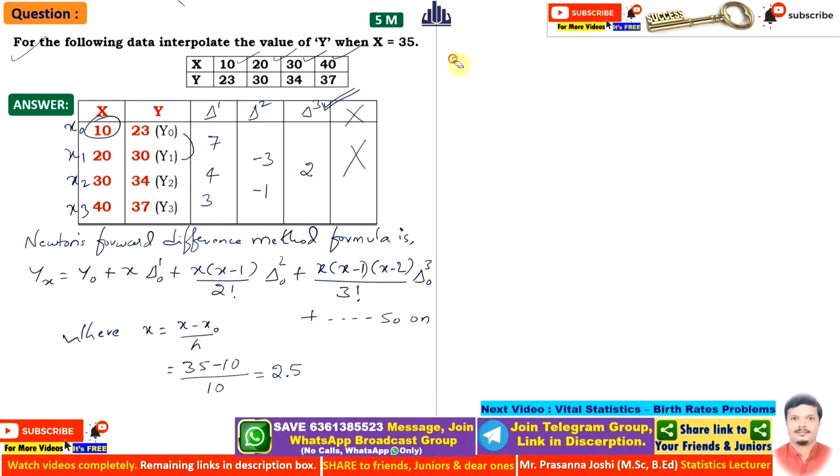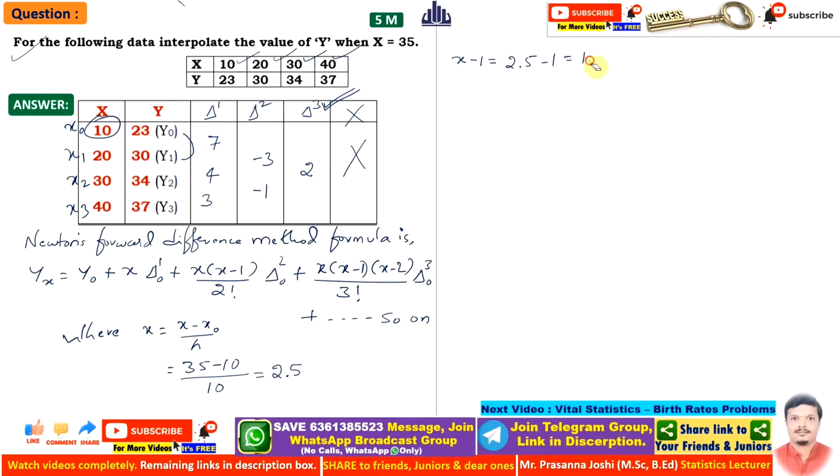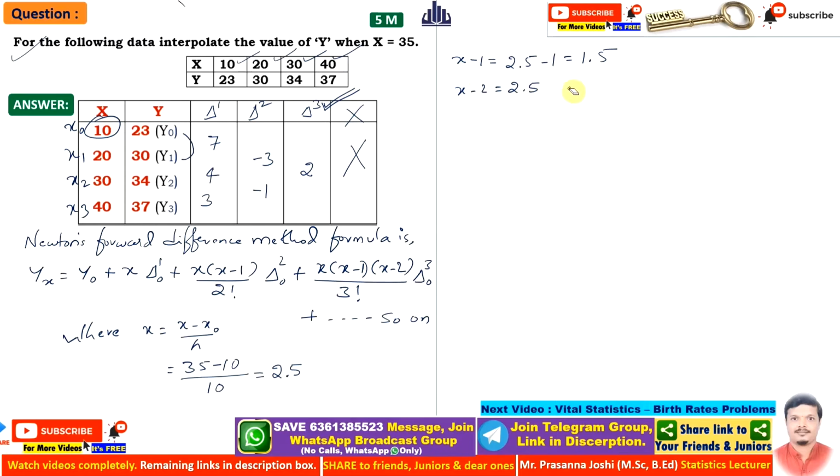Further, we have to calculate x minus 1, x minus 2. That's why x minus 1 is equal to 2.5 minus 1, that is 1.5. Then x minus 2 is also required. So x minus 2 we shall keep calculated. X is 2.5 minus this 2 equals to 0.5. Now we can go for substitution.